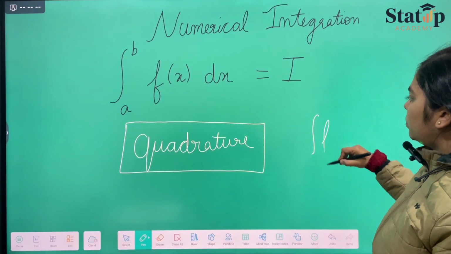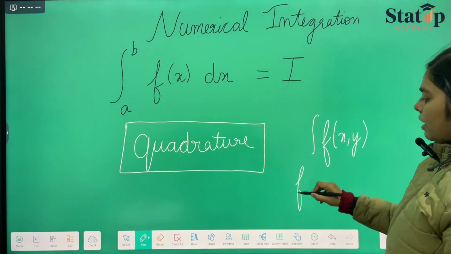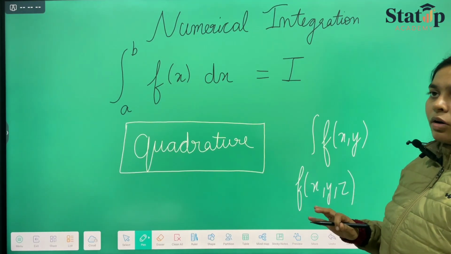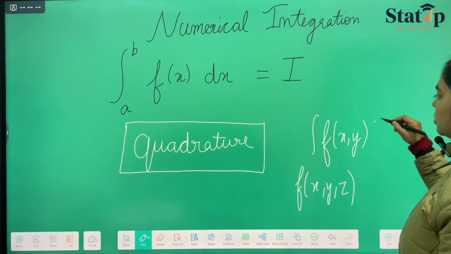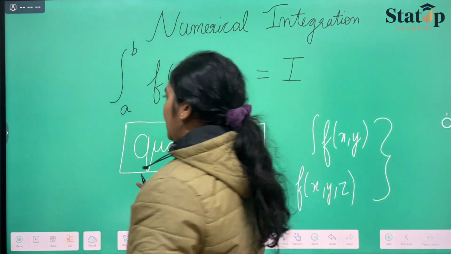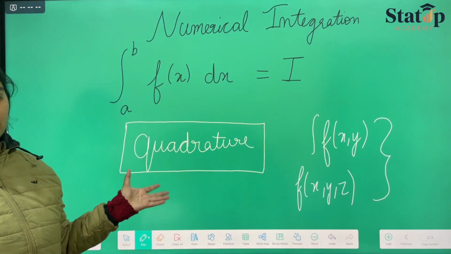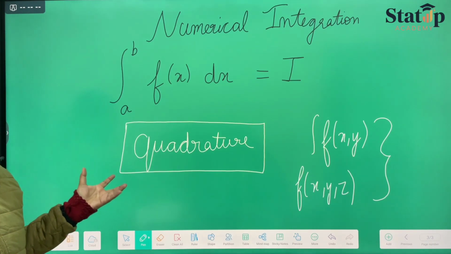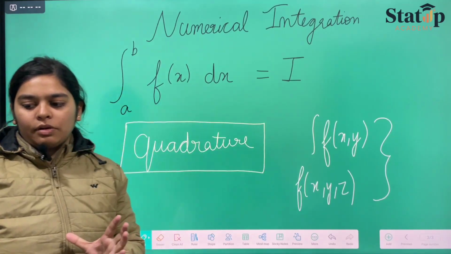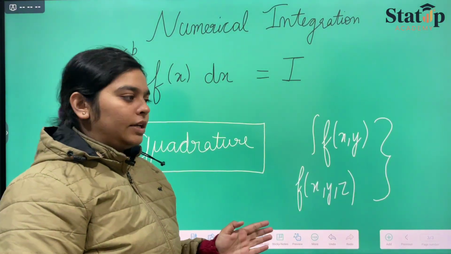If we were doing f of x comma y, which is a function of x and y, or f of x y z, which is a function of three variables x, y and z, then these two are not quadratures. These two are not considered as quadrature integration. So this is the formula of our numerical integration. Now in numerical integration, we have some rules. We'll do them line-wise and with the PYQs.